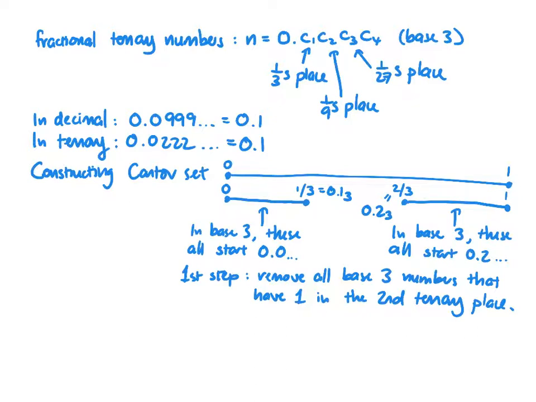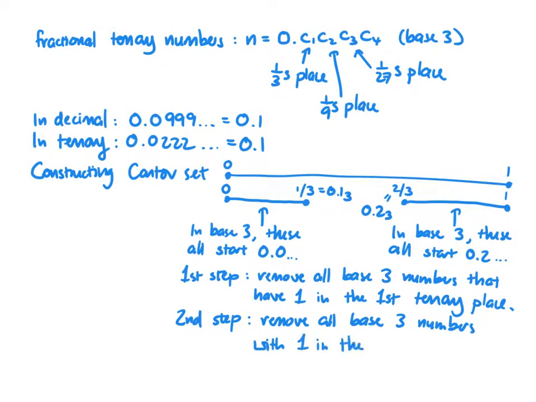And then we're going to remove more. When we remove more middle thirds, you can check on this, this just jumps to the next place. We're gonna remove all the base 3 numbers that have a 1 in the, oh, sorry, I wrote the wrong one. This is first. In the first ternary place. In the second step, that's when we'll remove all base 3 numbers that have a 1 in the second ternary place, when we remove the next middle thirds.